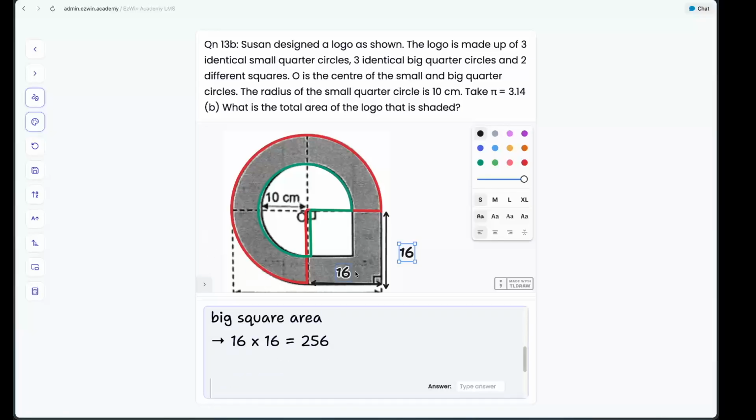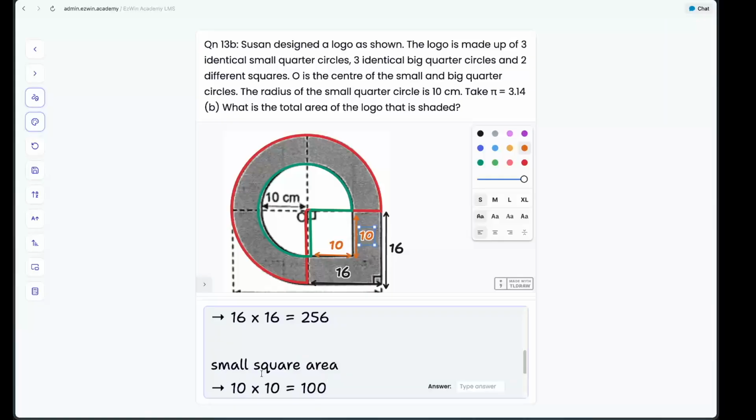Then we want to get the small square area, which is this part over here. So how do we get the small square? Since this over here is 10 centimeters and they are the same small quarter circle, that means this part over here is 10 and 10. So the small square area is just 10 times 10, and this will give us 100.